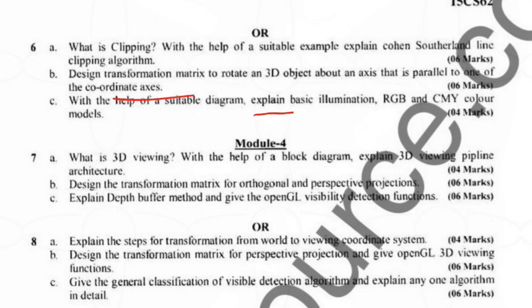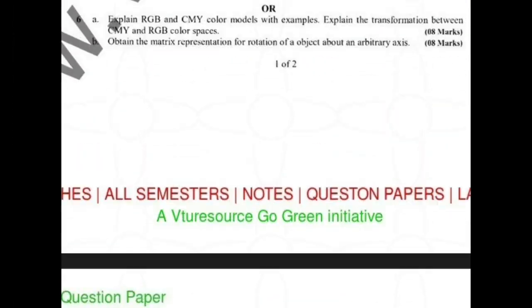And with the help of a suitable diagram, explain the illumination, RGB and CMY. You have to differentiate between these two. So that was in the first paper. Let's see what is in the second one.